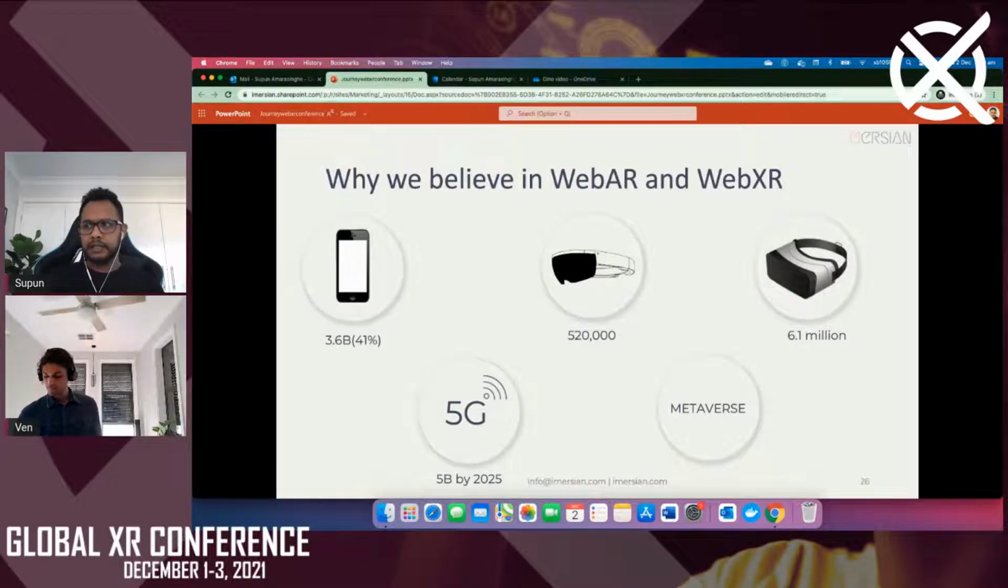And there is another reason why we believe WebAR and WebXR will be the future. Especially 5G technology will provide faster internet and higher bandwidth, and data transferring will be easier, and that will provide a much better user experience. So without any lagging or data transferring issues, users can experience nice WebXR scenes. Due to these reasons, we believe an augmented reality metaverse will be there in the near future.